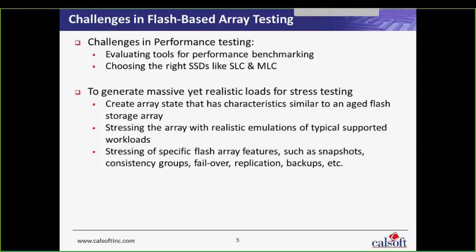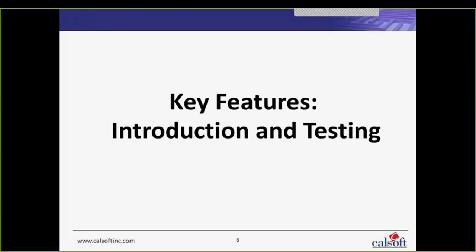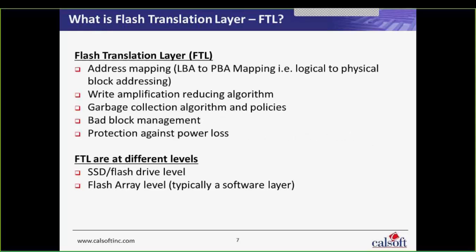Moving on to the next slide. Basically this deals with key features, which is the introduction and testing of your flash-based features. A flash-based array consists of a flash translation layer, which is normally written in the controller as a software layer. This FTL, or block translation layer, normally maps the LBAs from the file system to PBAs of your solid state devices, and basically it has this logical to physical block addressing.